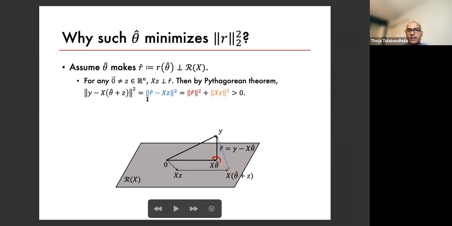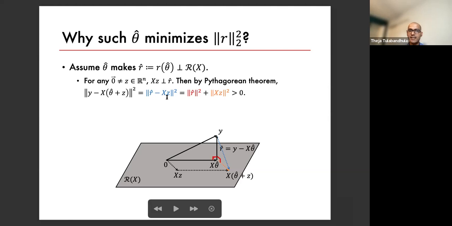This residual square is just, if you take y minus x theta hat, that's exactly r hat, right? So that's r hat minus x times z. Now r hat minus x times z, the whole 2 norm square, turns out to be exactly equal to r hat square plus xz the whole square. Okay, so why is that?